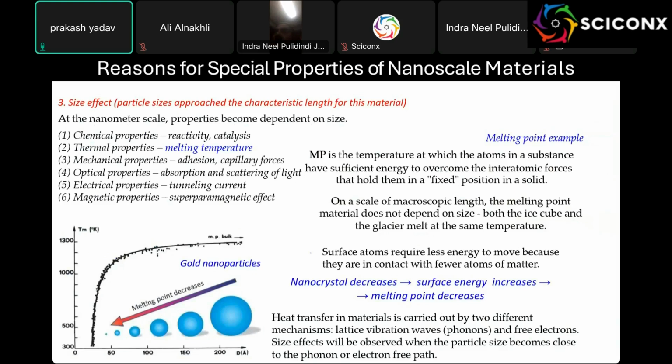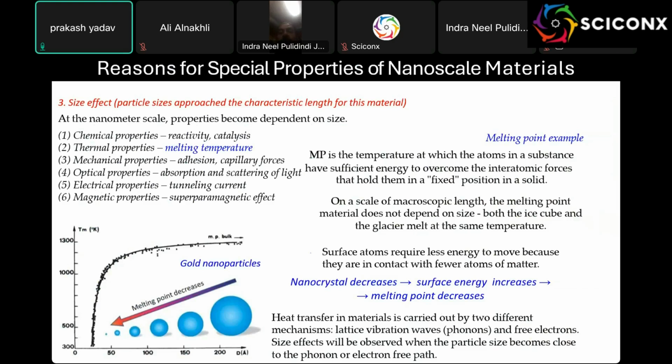In this image, you clearly see their melting points. Gold particles have a melting point around 1300 Kelvin. But when we decrease the gold particle size, around 14 angstrom, it melts at around 300 Kelvin. So this is the beauty.